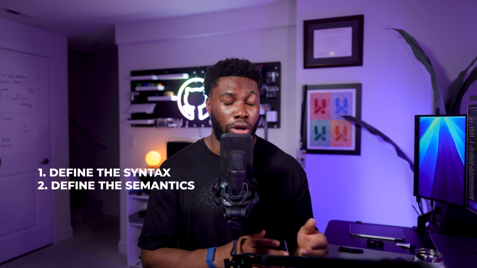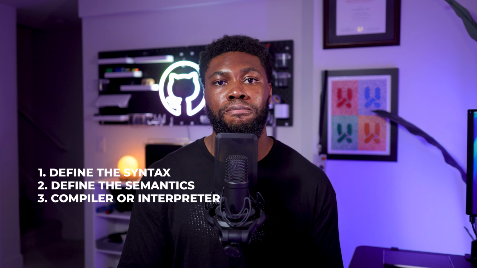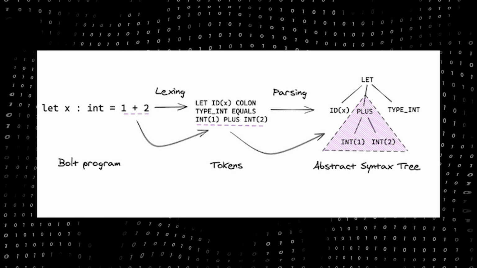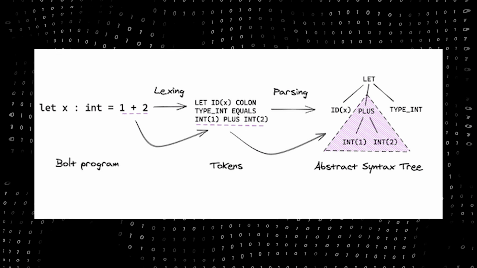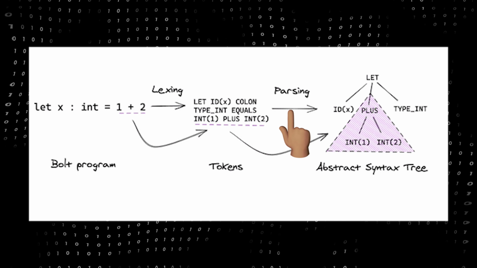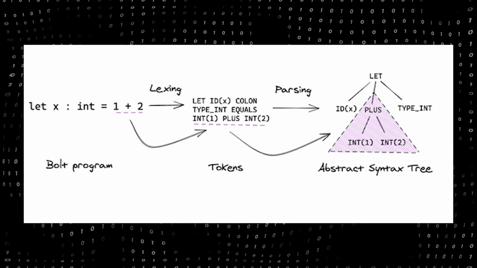Once you've got the syntax and the semantics down, you'll need a compiler or an interpreter. If you're creating a compiled language, you need to build a compiler that can take source code, break it down into tokens, generate an abstract syntax tree, optimize the code, and then output machine code. This involves building a lexer to break the code into tokens, a parser to turn those tokens into meaningful expressions, and a code generator to spit out machine code.